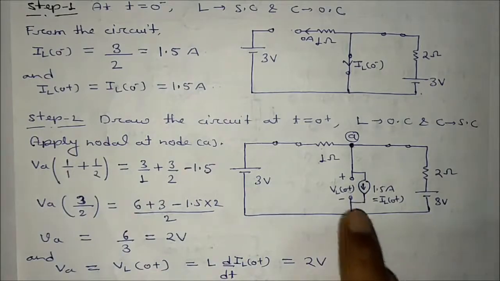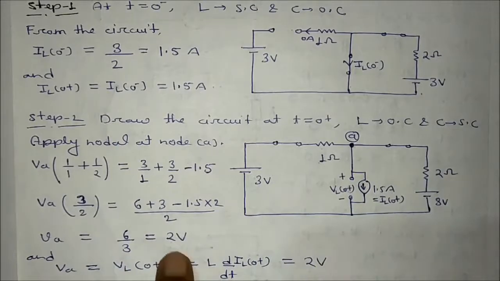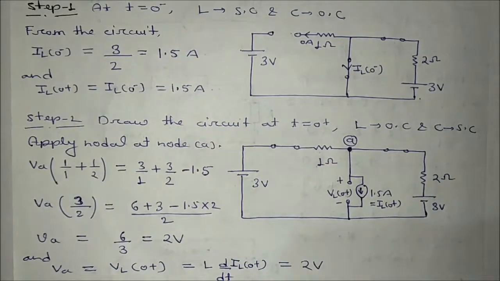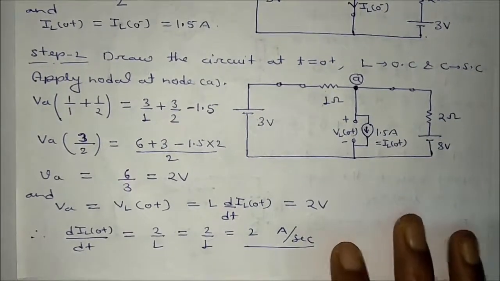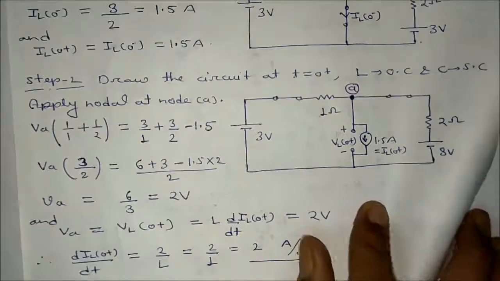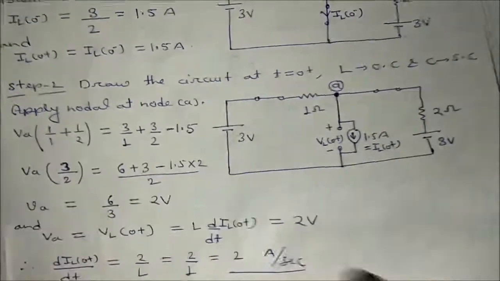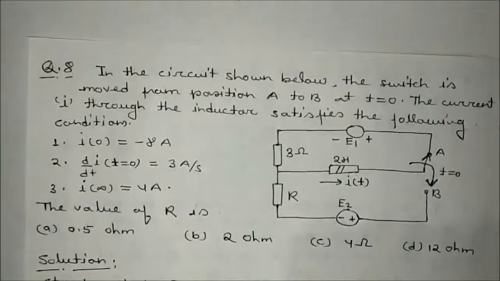Now you can see VA is exactly same as VL0 plus. So VL0 plus will also be equal to 2 volt, and VL0 plus will be L dIL0 plus divided by dt. So dIL0 plus by dt is equal to 2 by L, and L value is 1. So rate of change of inductor current at t is equal to 0 plus will be 2 ampere per second. Is it okay? So the problems will always be easy if you follow the steps that I have told you to follow. Now the next problem is what?